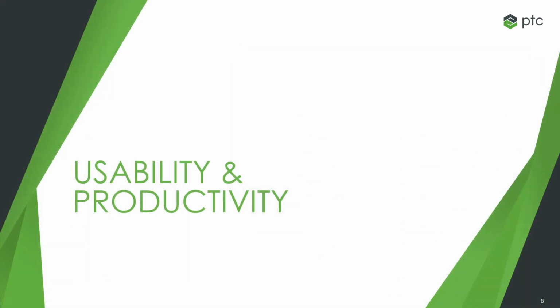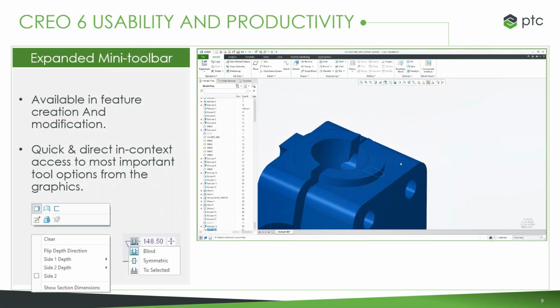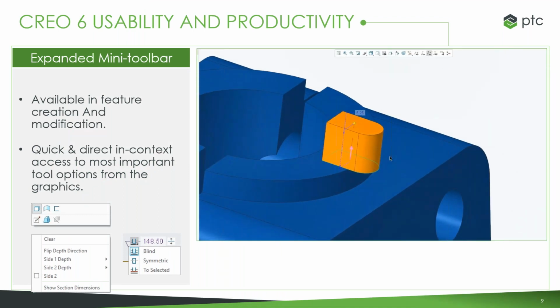So moving on, we've done a lot whenever it comes to usability and productivity and just general enhancements to base Creo in and of itself. As we've been doing with past releases of Creo, we've been continuing to build out the functionality of the mini toolbar. So now this is available in feature creation and modification, and the way that it's been built out is very intelligent. It works in context for whatever you happen to be doing. It really lessens the need to click around everywhere and find out what you need to get to. It's actually all built into the actions that we're taking.